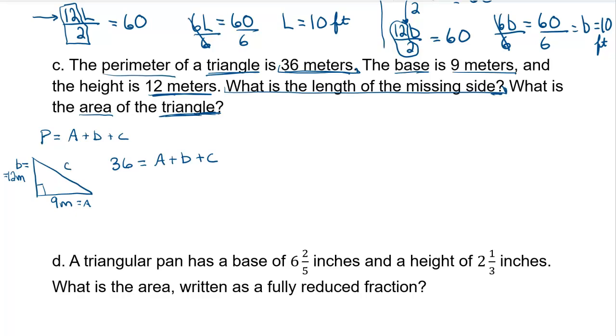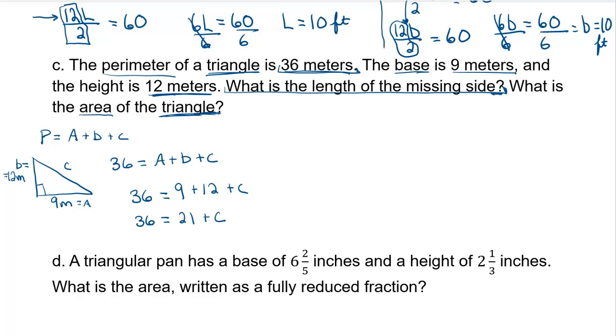All right, so now I plug in what I'm given. 36 equals 9 plus 12 plus C, right? Now I'm going to simplify the right-hand side, because now I'm at the point of needing to solve. So to solve, the first thing I do is simplify both sides of the equation. Well, there's nothing to simplify with 36. And I get 21 plus C. Now everything is simplified on each side of the equal sign.